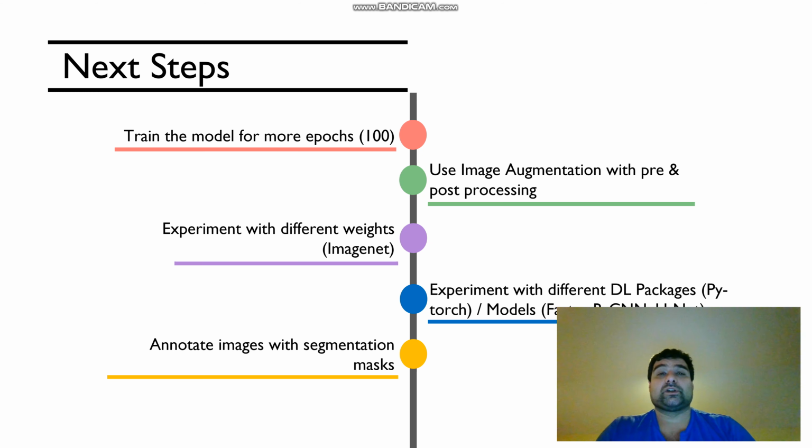As I mentioned, there are certain next steps that we would like to follow to improve and augment our solution, and these include training it for around 100 epochs. That's the mark we'd like to see it at. We'd also like to add image augmentation, especially for the pre-processing, and make sure that different angles, flips, and rotations are taken during the training. We'd also like to experiment with different initialization weights, including the ImageNet one. We'd like to try PyTorch or different segmentation models such as the UNet I described earlier. And we'd also like to see annotations of the images with segmentation masks.